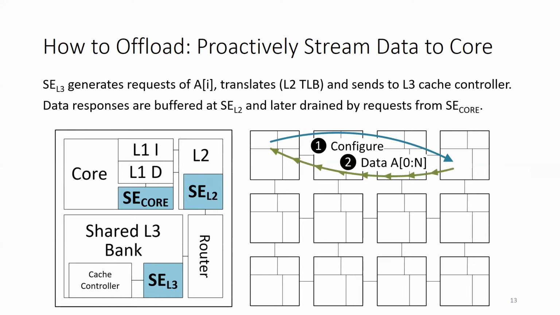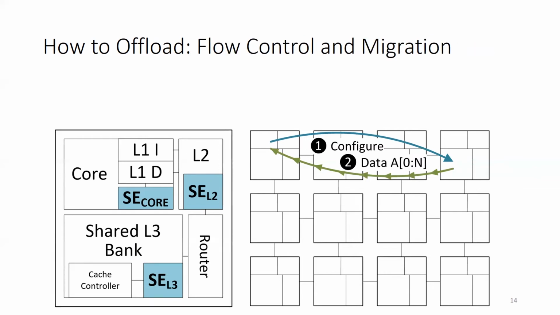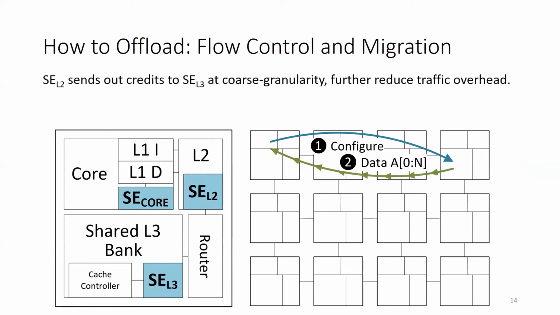Since we know the stream data has little reuse in the private cache, stream data is not tracked by the coherence protocol, which further reduces the control overhead. To limit the remote stream's progress and avoid overwhelming the L2 stream buffer, the L2 stream engine sends out credits to the L3 stream engine. Credits are sent out at coarse granularity, such as one message for multiple credits, to further reduce control overhead.